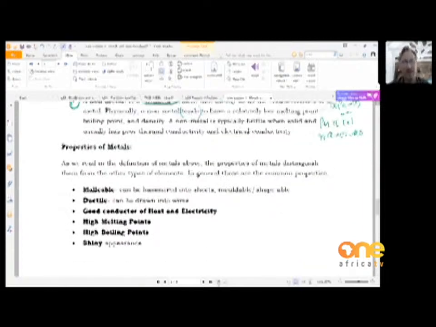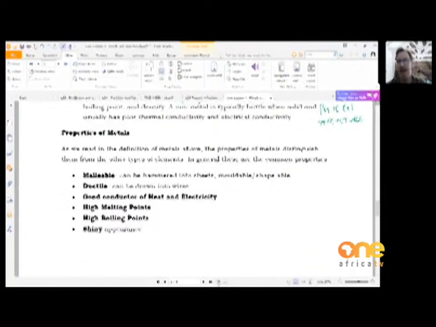So, moving on to the properties of metals. As we read above in the definition, the properties of metals distinguish them from other types of elements. In general, if we consider the common properties of metals, these are the points that you need to remember, and they're the kind of thing that will crop up in exam questions. So pay attention to these, and once you've memorized them, the good news is that you can be earning marks from this information for the next couple of years to come, because they still ask this at the IG level. So learn it now, and it's going to work for you for quite a while.